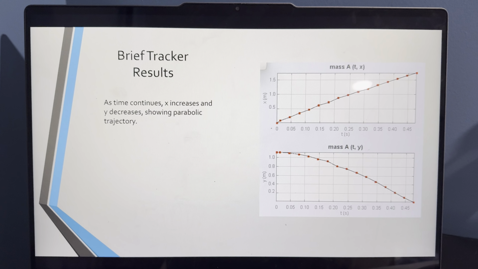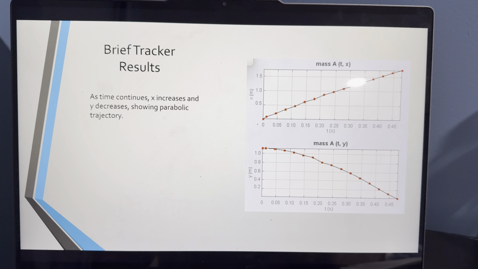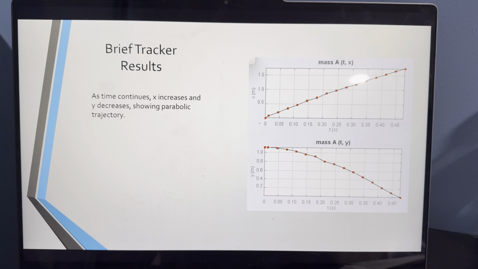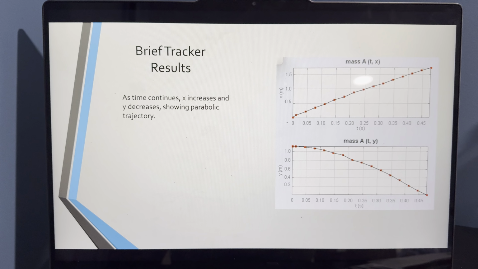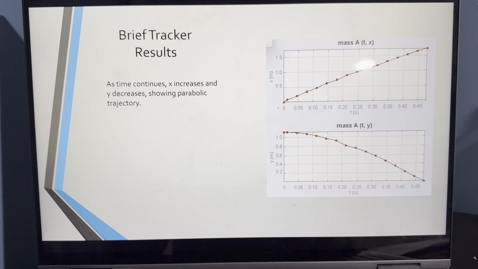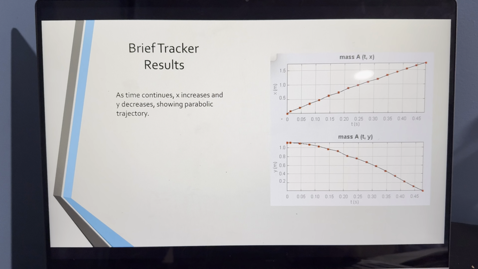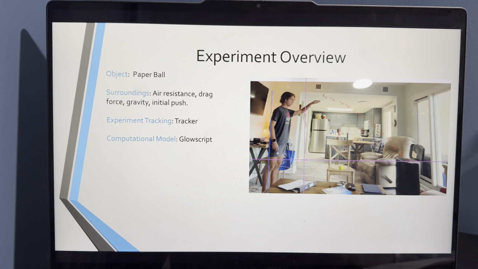Here are some brief tracker results, and as we threw the object, we saw that the x position increased and the y decreased, showing that we did indeed have a parabolic trajectory, and that as time increased, our y decreased.